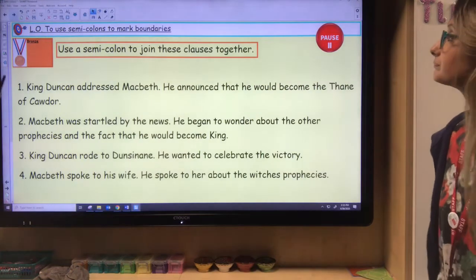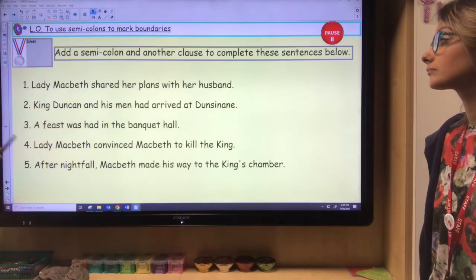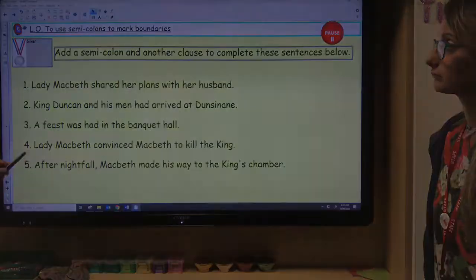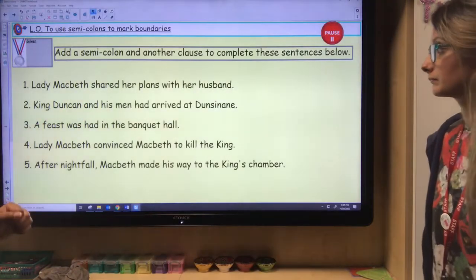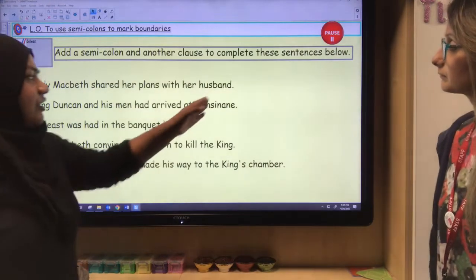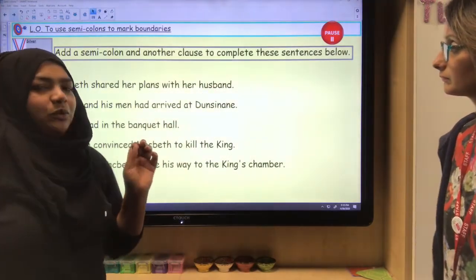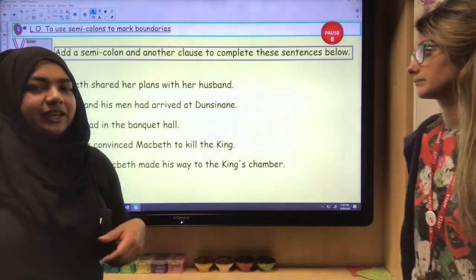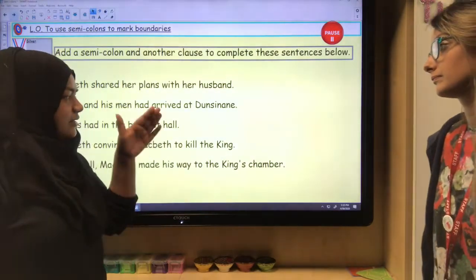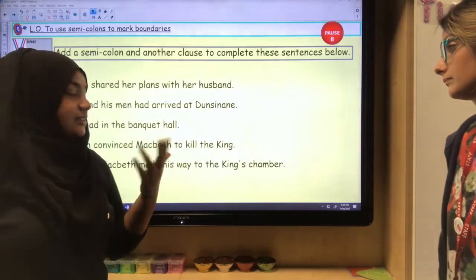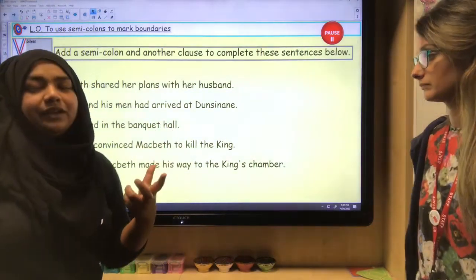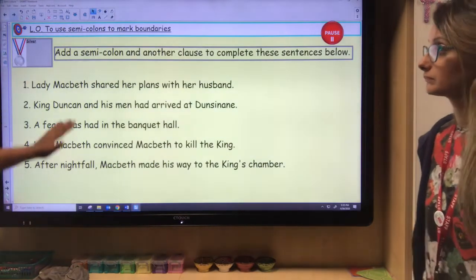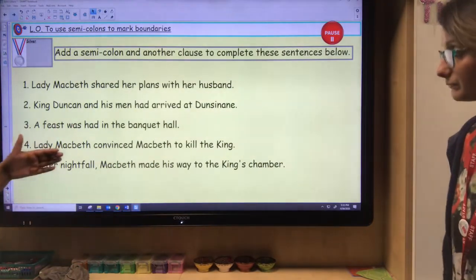So that's bronze. Silver: add a semicolon and another clause to complete the sentences below. Thinking about the first one, Lady Macbeth shared her plans with her husband. I'd have a semicolon: she really wanted him to kill the king. That would work because 'she really wanted him to kill the king' is the main clause. The semicolon can be used to replace a full stop in this instance, or it can be used to replace the conjunction 'and'. So all you have to do is add the semicolon and another main clause to complete the sentence.